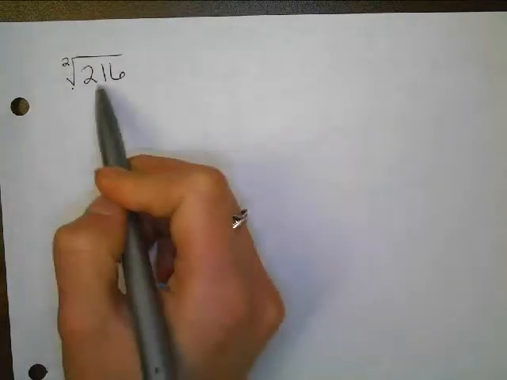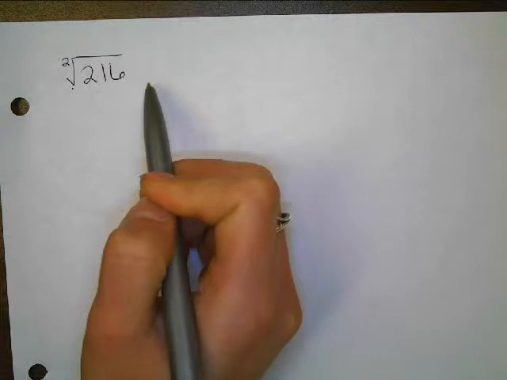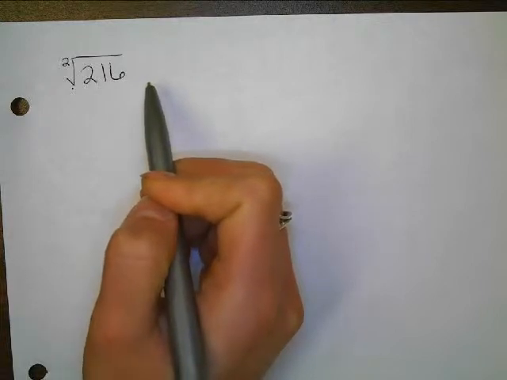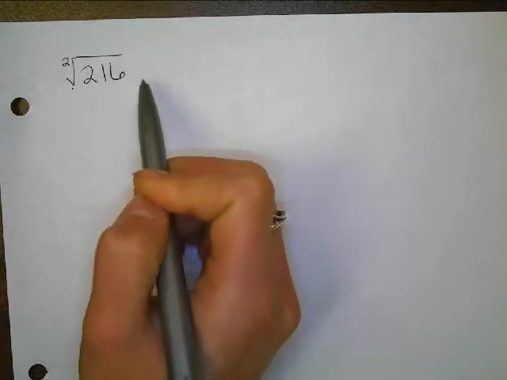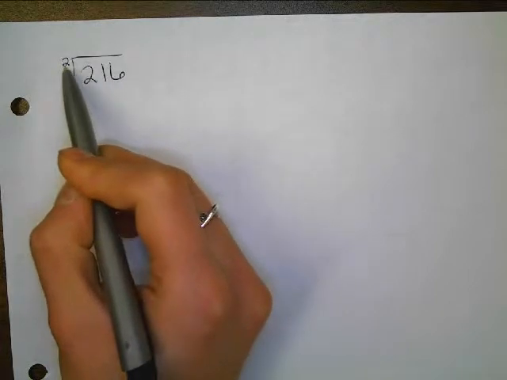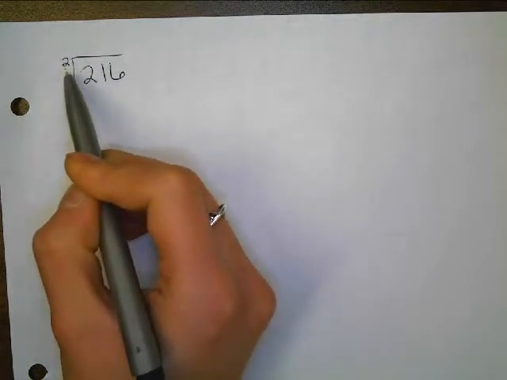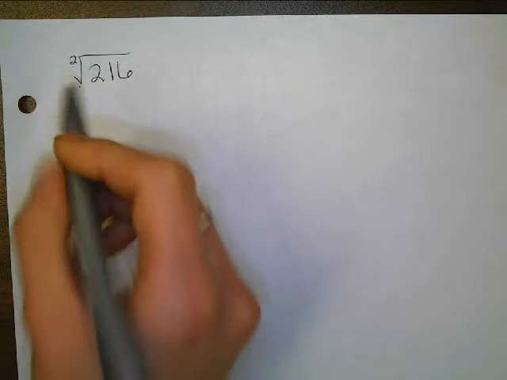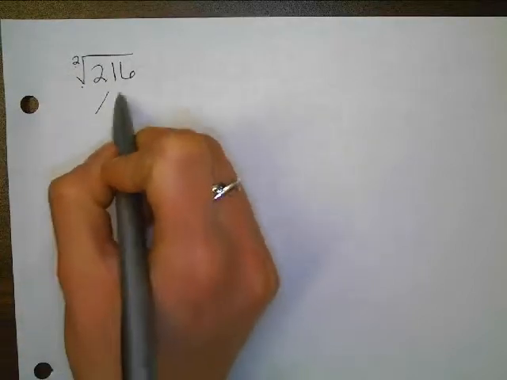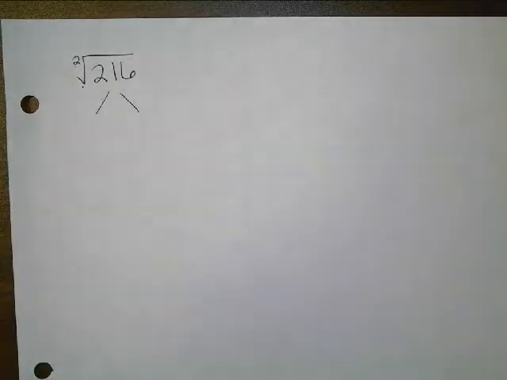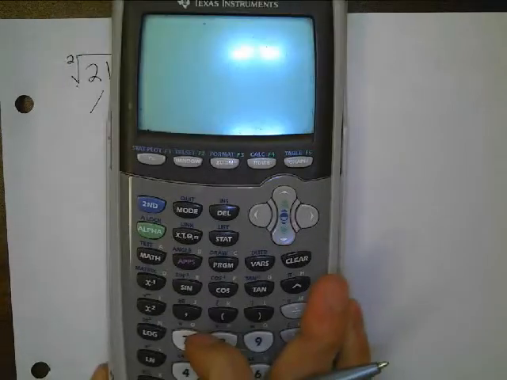So that means I want everything on the inside here to have a pair. I want it to be a square. The reason, again, I want it squared is because it's the inverse of this square root here. So the first thing I need to do is break down this 216. And how I do that is I use my perfect squares that I learned and work backwards.